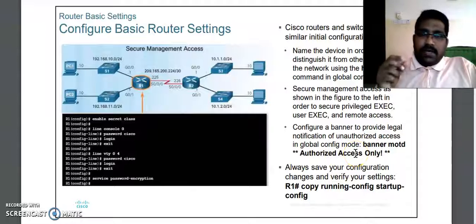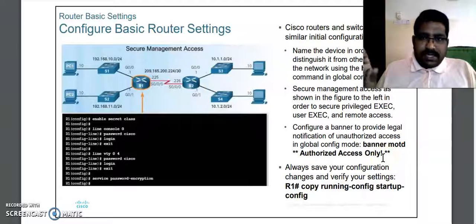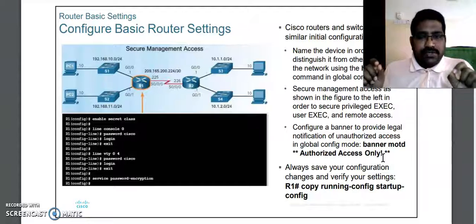Like that, you can warn unauthorized users when they access the switch or the router through the banner command. To configure it, you have to use the command banner motd, and you have to type the message within a delimiter. The delimiter means you have to start and end the message using a special symbol. The same symbol should be used at the starting and the ending. You can use hash or dollar, any symbol.